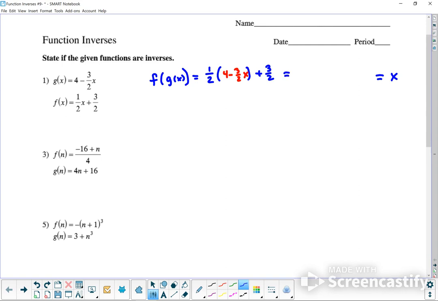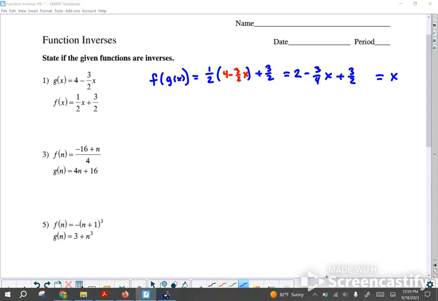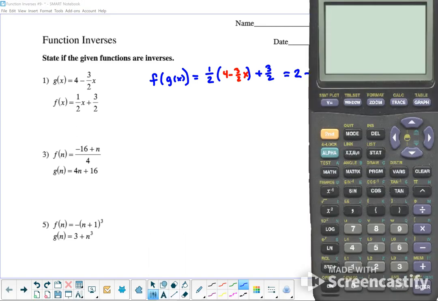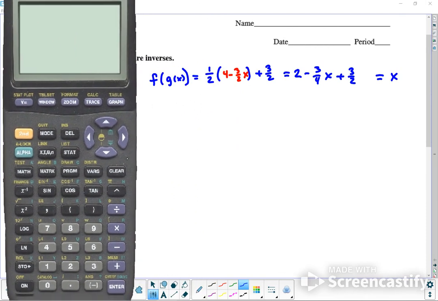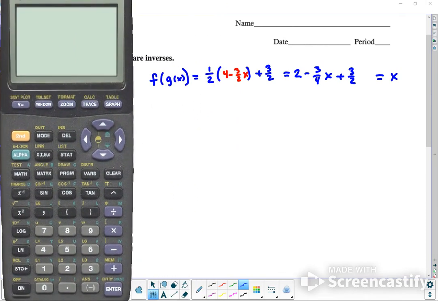1/2 of 4 is going to be 2, and 1/2 of 3/2, so minus, is going to give us 3/4 x, and then plus 3/2. Let's see what this makes. I'm going to pull up my calculator. Let's use the calculator to help us.